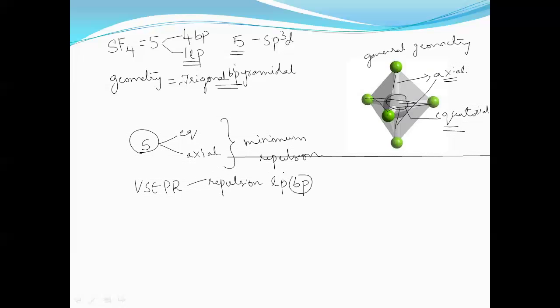So the lone pairs are placed around the central atom in such a way that they face the minimum repulsion between the lone pairs and bond pairs. These 2 are axial bonds and these 3 are equatorial bonds. The lone pair can be placed at the equatorial position, or it can be placed in the axial position.